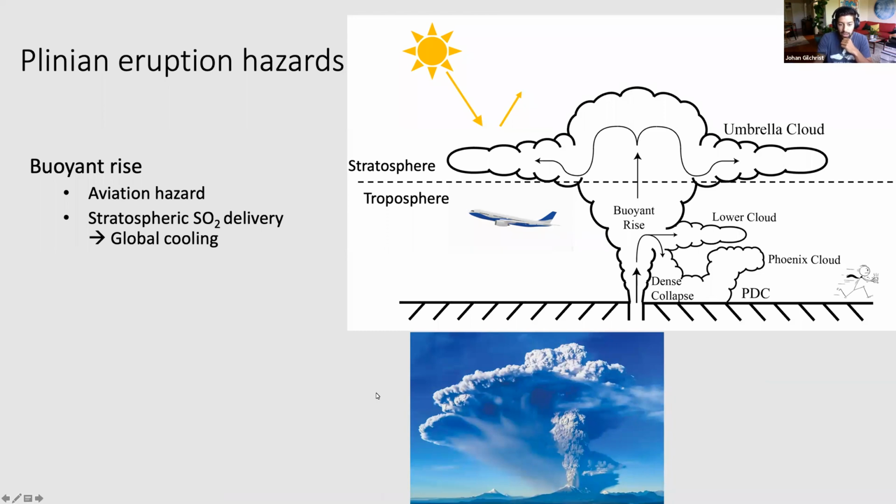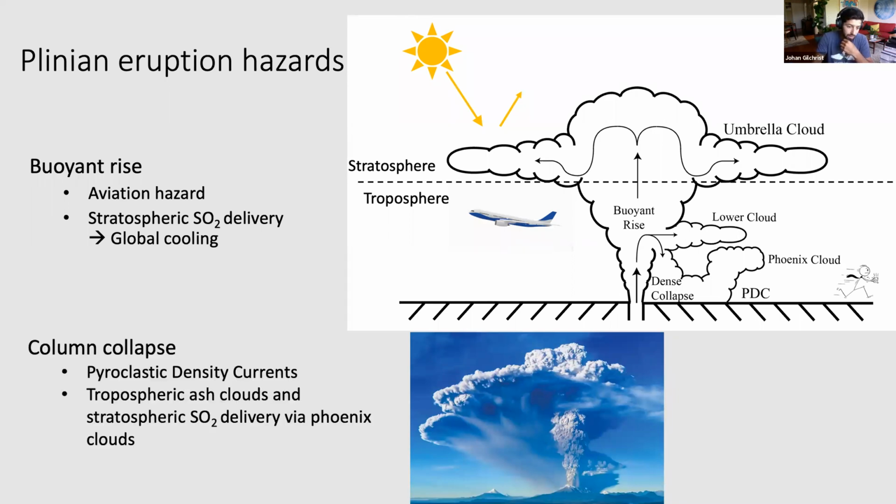There we go. So I don't think I need to go over the hazards in too much detail, but when we have an explosive eruption in a Plinian regime or other regimes, we have a lot of the erupted tephra and gas injected high into the atmosphere, and we observe spreading ash clouds at many different heights that can pose risks for aviation, air traffic, as well as induce global cooling through the delivery of SO2 to the stratosphere. And then when we have dense collapse, we can generate pyroclastic density currents that can kill everybody in their path, so present deadly hazards for local communities.